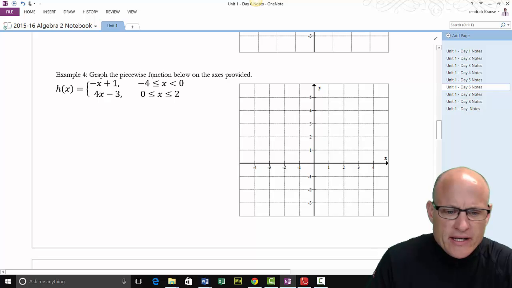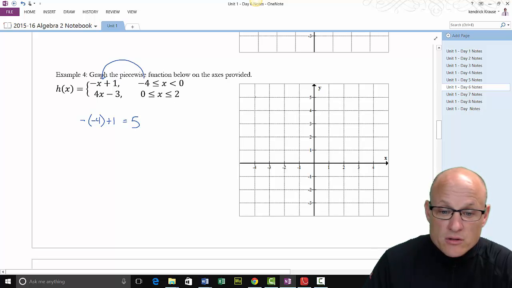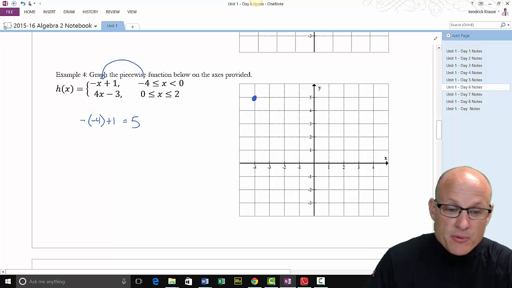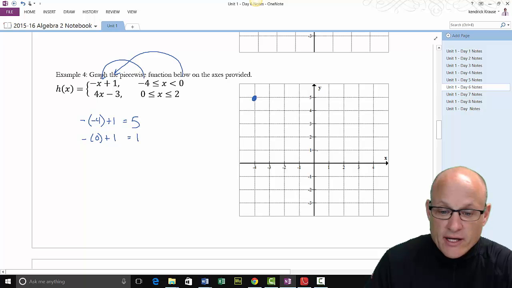So we're going to plug in negative 4 into this equation. So that would be negative negative 4 plus 1. Well, hopefully you see that as positive 4 plus 1 is 5. So the point is negative 4, 5. Closed circle because it said equal to. Now I'm going to plug 0 in. So negative 0 plus 1. Well, you know that's 1. So plug in 0 and I get 1 out. And it's an open circle. Connect the dots. Okay, that's the first part.